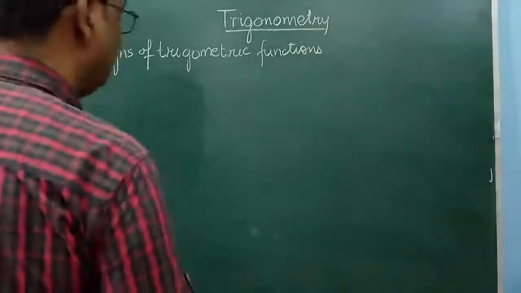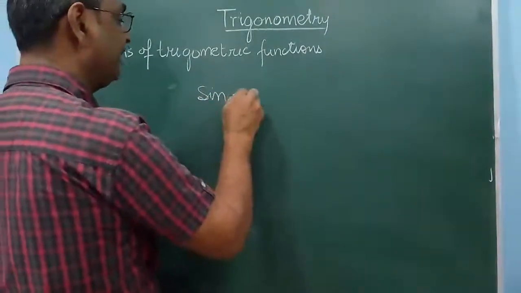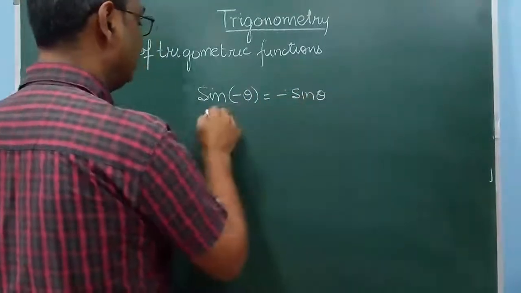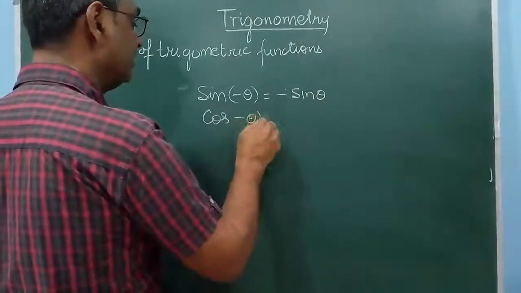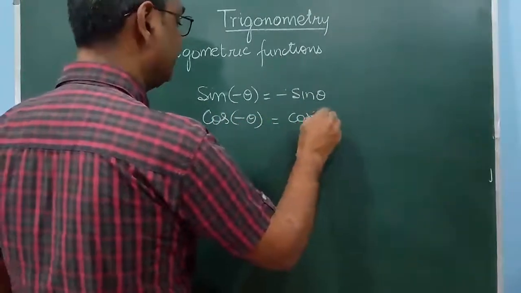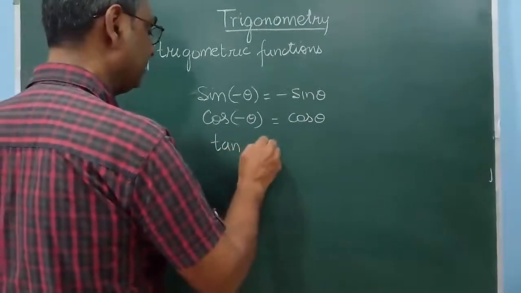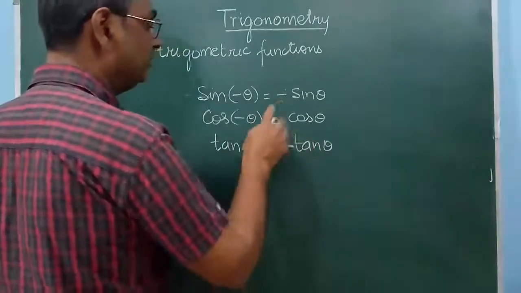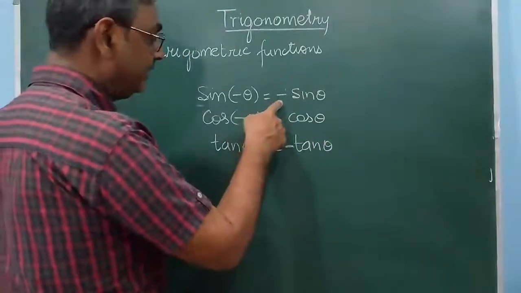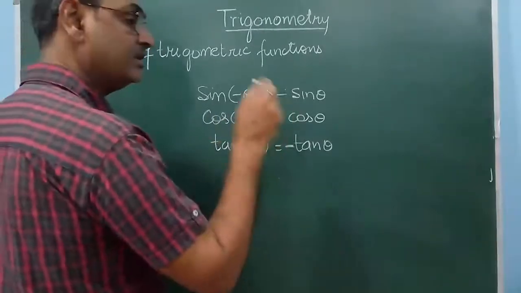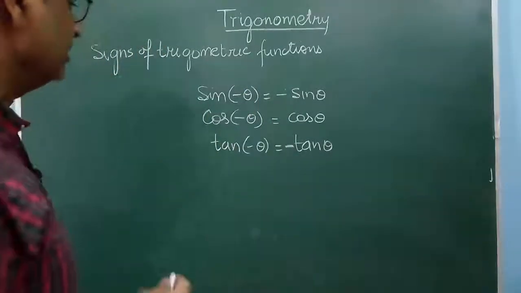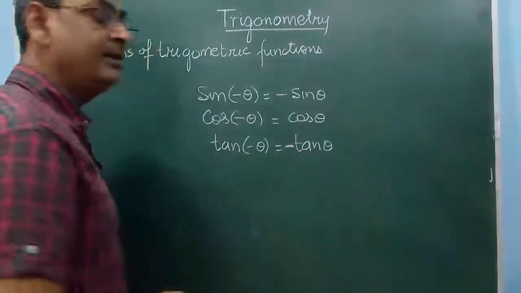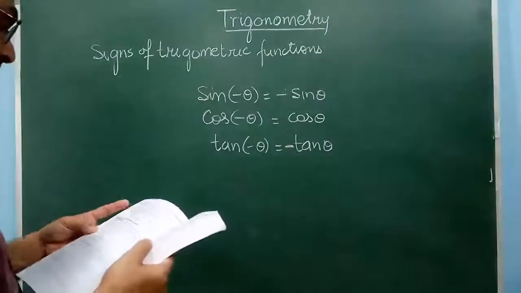One more thing, the sign convention says sine of minus theta equals minus sine theta. This is very important. Cos of minus theta equals cos theta, and tan of minus theta equals minus tan theta. So minus will appear with sine and tan. With cos, this minus gets cut. Cos means cut. So no negative sign will appear, but for sine and tan, the minus sign will appear.